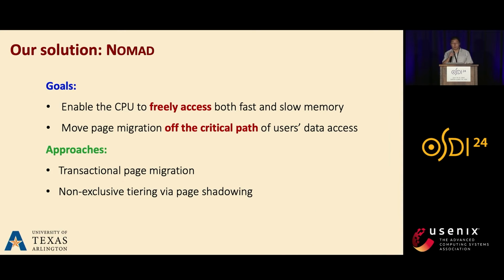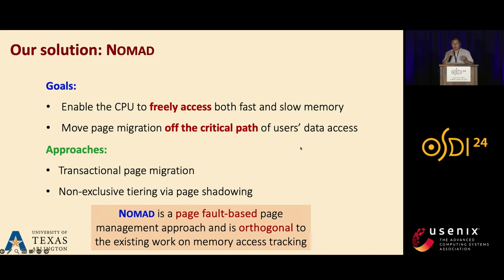In this paper, we propose Nomad, a more efficient tiered memory management scheme that seeks to minimize the overhead of page migration and move page migration off the critical path of users' data access. Nomad embraces a non-exclusive memory tiering policy to prevent memory thrashing when under memory pressure. Unlike existing page management schemes that move pages between tiers and require that a page is only present on one tier, Nomad instead copies pages from the slow tier to the fast tier and keeps a shadow copy of the migrated pages. The benefit of Nomad is to avoid unnecessary page migrations when fast memory is under pressure.